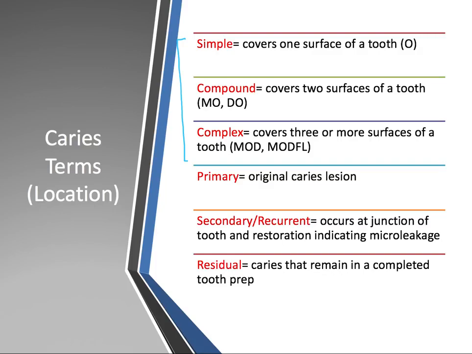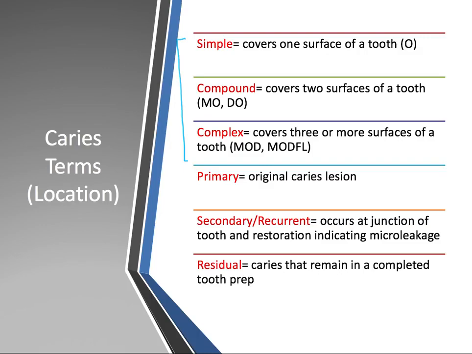In contrast, we have the secondary or recurrent caries lesion, and this occurs at the junction of a tooth and a restoration, indicating microleakage underneath that restoration. There was a marginal gap, bacteria got in there, secreted that lactic acid, and created another cavity. So it's caries that's born from another lesion that had already been restored, but now we have decay underneath it.